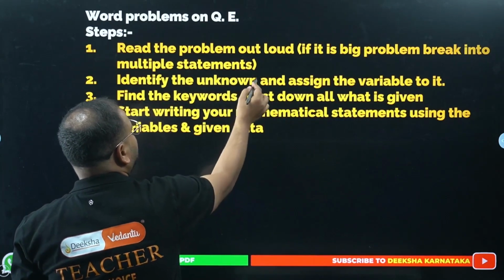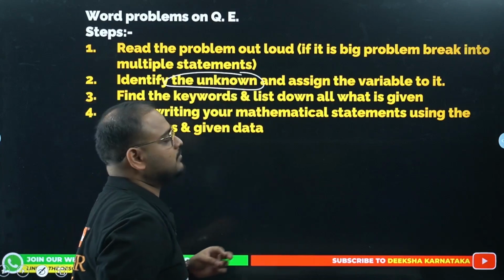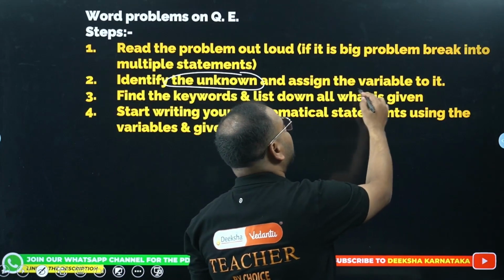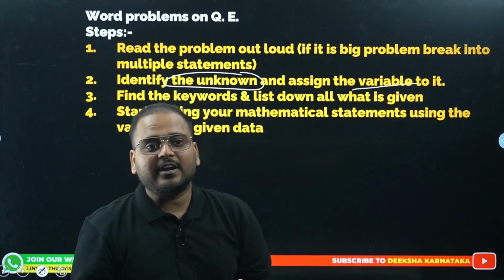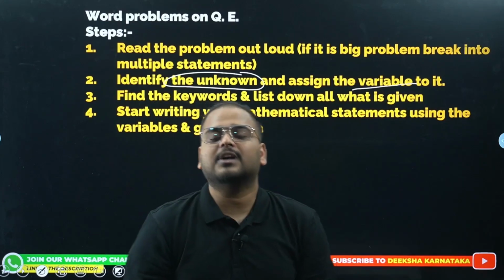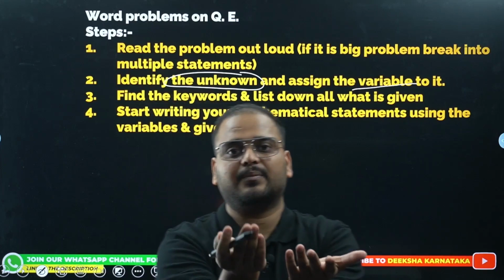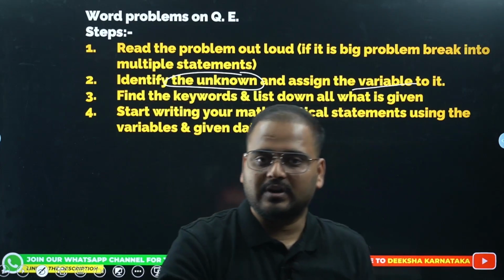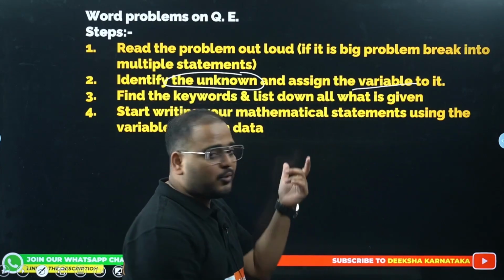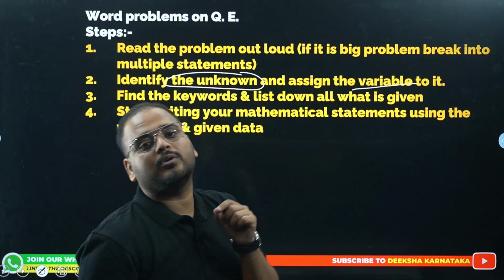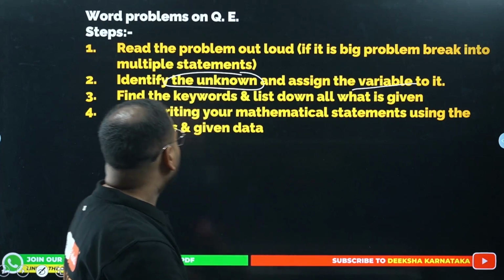So then what was the next step? Identify the unknown and assign a variable to it. After reading only, you'll assign the variable, no? So whatever is unknown, let's say age they're asking. What age they're asking? Present ages. So assign the present age to be X, whatever it is, okay? So identify the unknown and assign the variable to it.